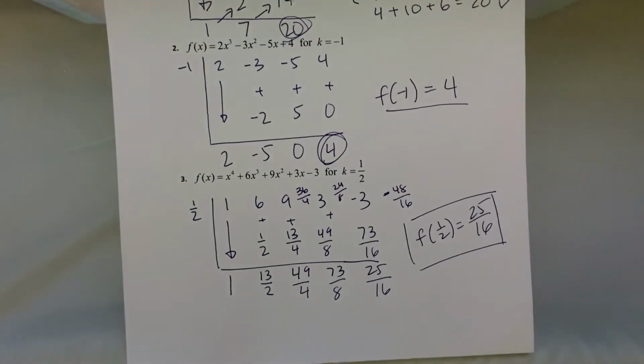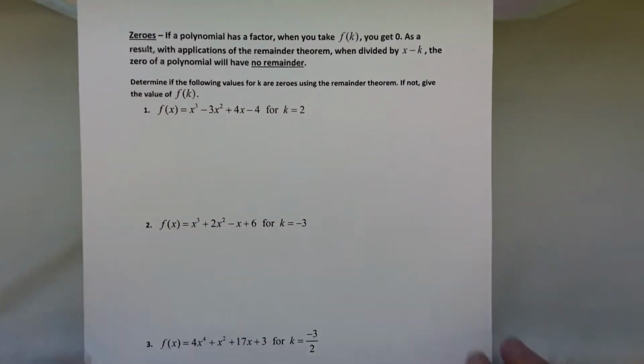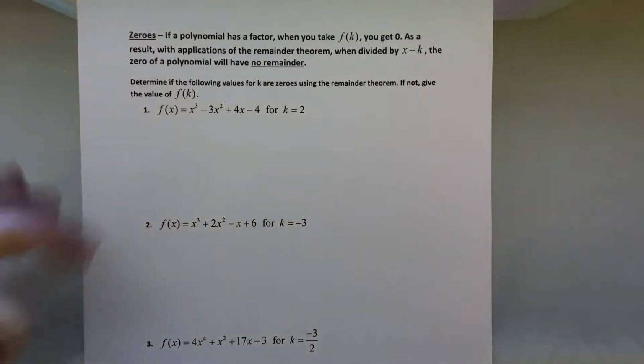So this is how the process works. It works with any kind of number when you're just plugging in a value. Now, we can use this to see whether or not something is a zero of a polynomial. If a polynomial has a factor, we know that the rule is if you plug in that number, the factor, you get 0. That means when you are dividing by the factor using synthetic division, you should have no remainder. So let's see how this works.